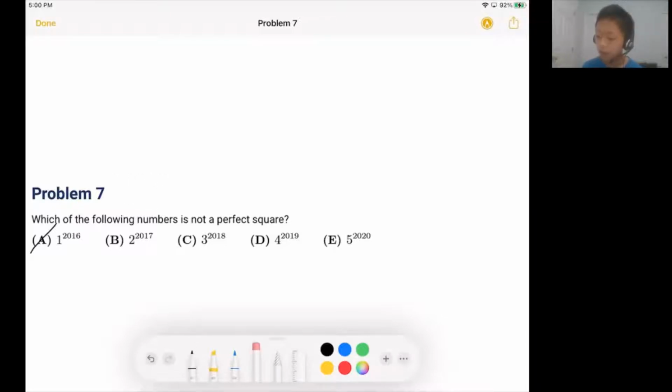So 3 to the power of 2018, we notice that we can write this as 3 to the power of 1009, to the power of 2, using your exponent rules. So you're treating 3 to the 2018 as 3 to the 1009, and then you're squaring that. So we know that 3 to the 2018 is going to be a perfect square.